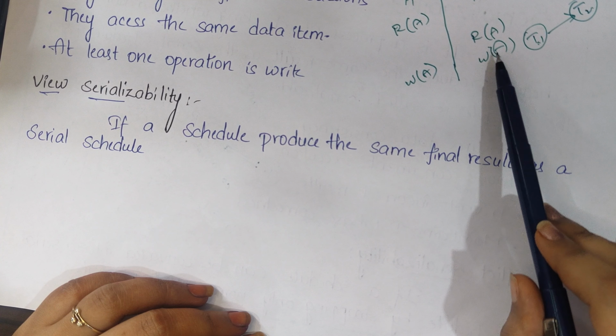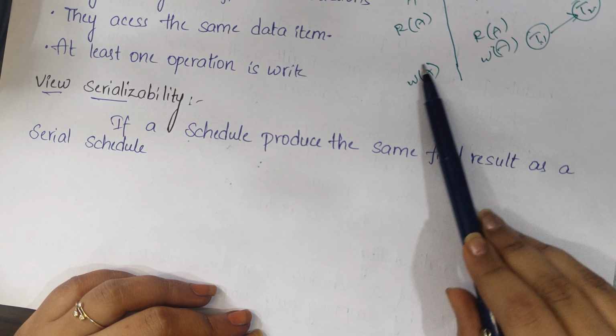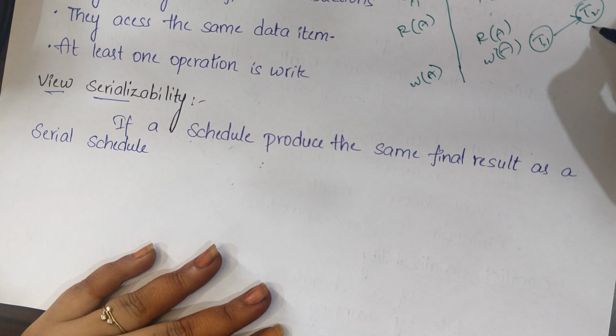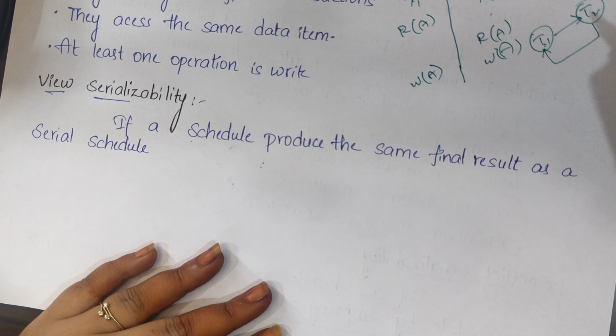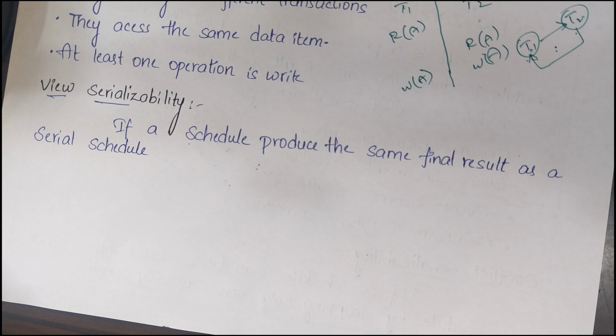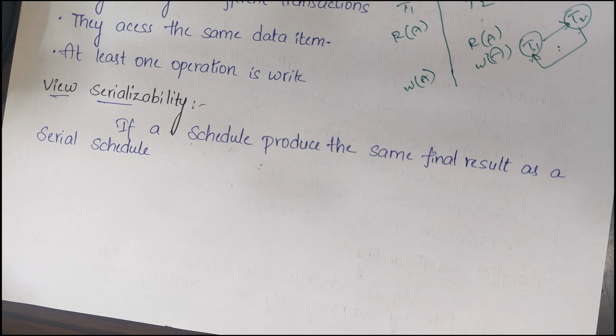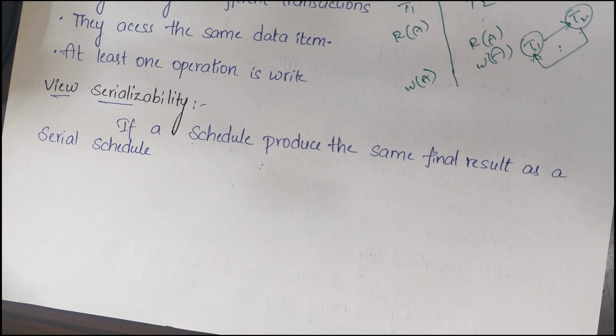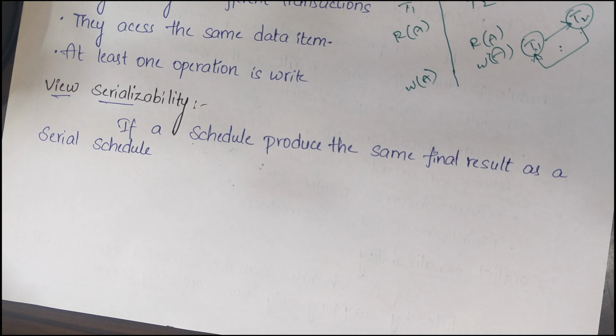Next we'll check this write of A. This write of A is having the conflict with this write of A. So this will be having a loop and a cycle, right? So it cannot be serializable. A simple shortcut rule you can remember: if there is no cycle, it can be serializable. If a cycle exists, it cannot be serializable.